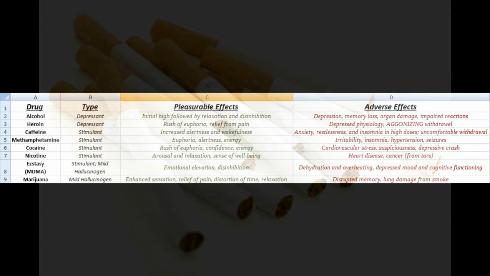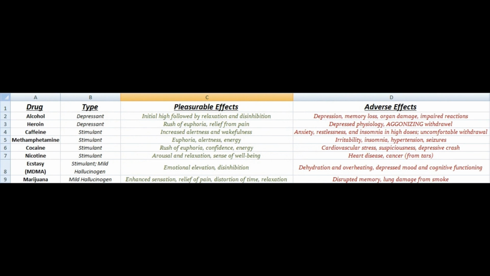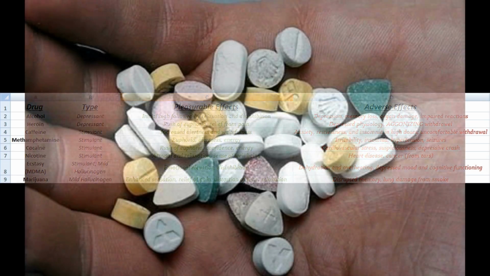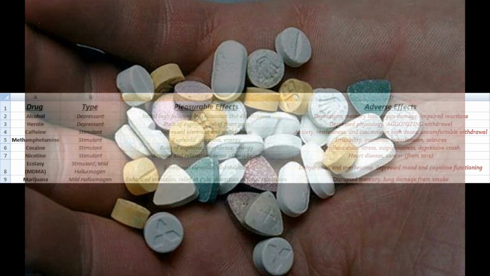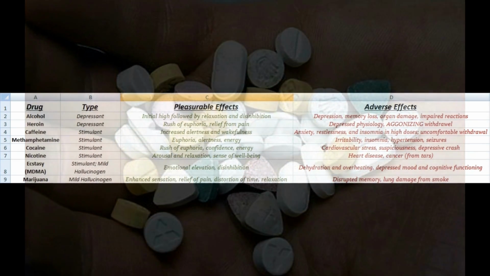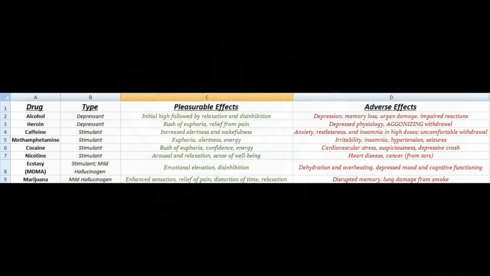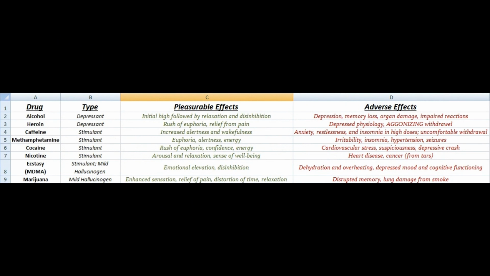Pleasurable effects include arousal and relaxation, as well as sense of well-being. Adverse effects include heart disease and cancer. Then there's ecstasy, which is a type of both a stimulant and a mild hallucinogen. Pleasurable effects include emotional elevation and disinhibition. Adverse effects include dehydration and overheating, depressed mood, and impaired cognitive functioning.